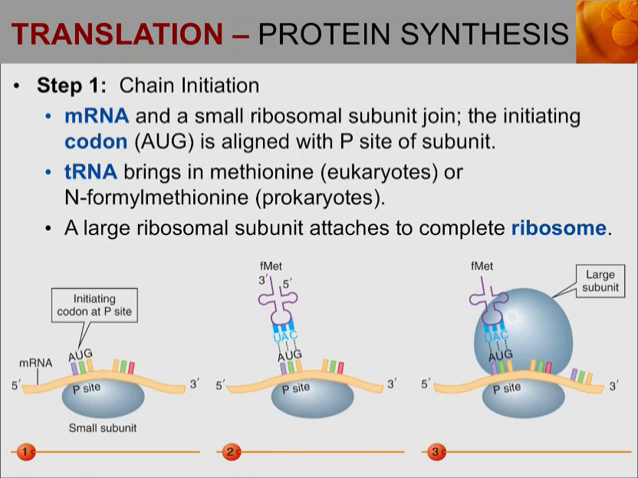All right, so let's go through the steps of translation. So this is how we actually make a protein. We're finally there. Okay, so in step one, we have chain initiation. So what happens is messenger RNA is going to join up with a small ribosomal subunit. Remember earlier we said that ribosomal RNA is present in ribosomes. Ribosomes are the site of protein synthesis. So let's just write that down to remind ourselves. Ribosomes are the site of protein synthesis.